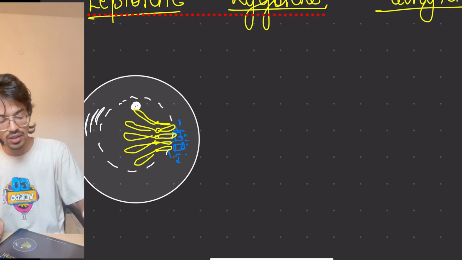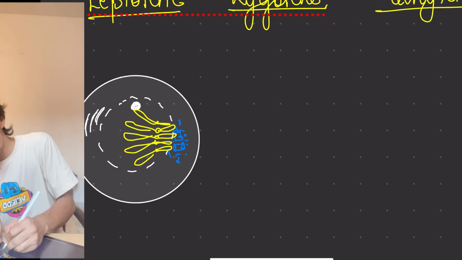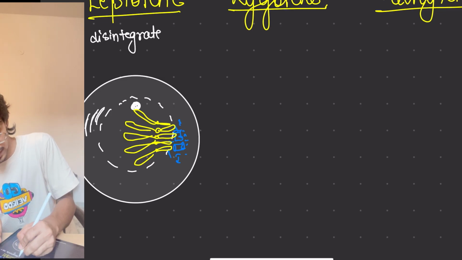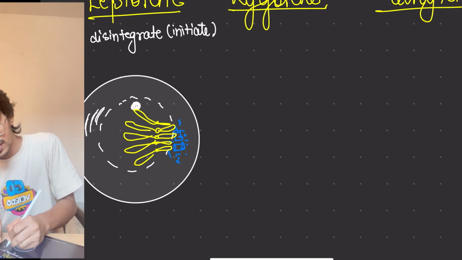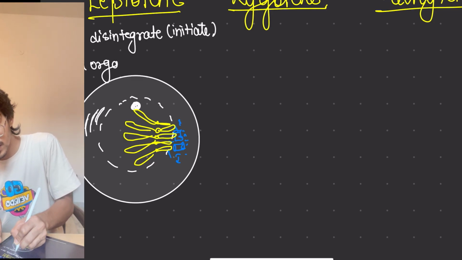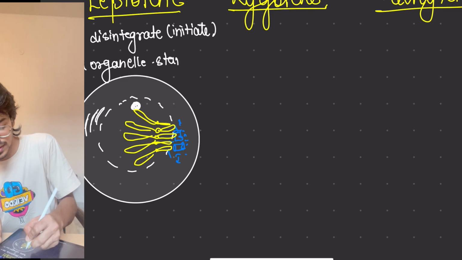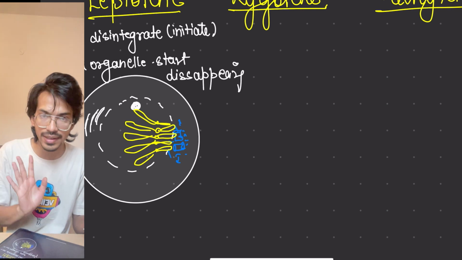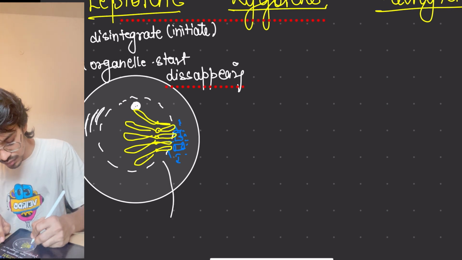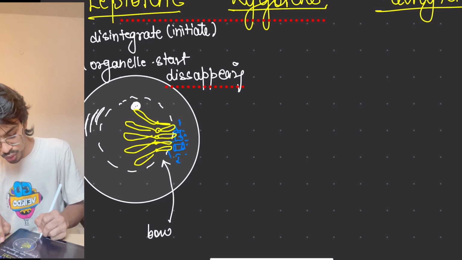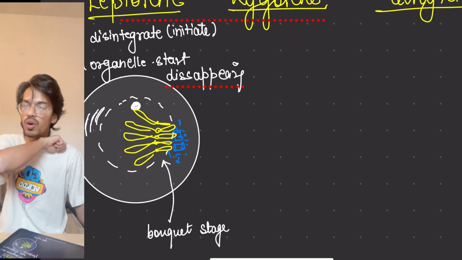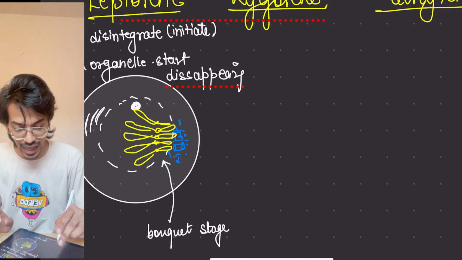This is why this stage is called the bouquet stage. So what points do we have to remember? The nuclear membrane initiates disintegration. Next, cell organelles start disappearing, but they will still be visible. Then chromosomes will align and form a bouquet stage. So if someone asks what leptotene is also called, it is the bouquet stage. Moving to zygotene.